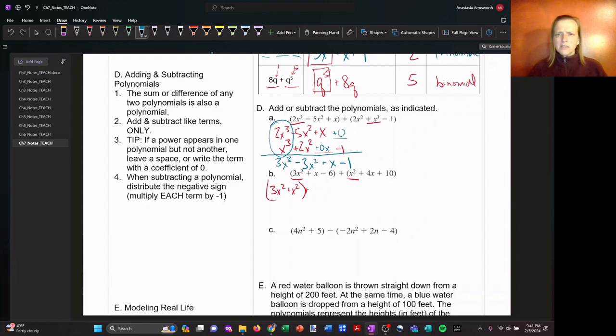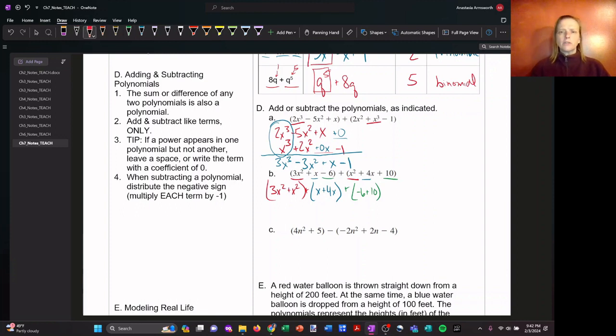Let's see what we get next. Let's look at our x's next. Positive x, positive 4x. X plus 4x. And now I'm going to add the next component. I've got a constant of -6 plus 10. So I've accommodated all of the terms in each polynomial. I've written them all down, but I just reordered it so that all of my like terms were next to each other.